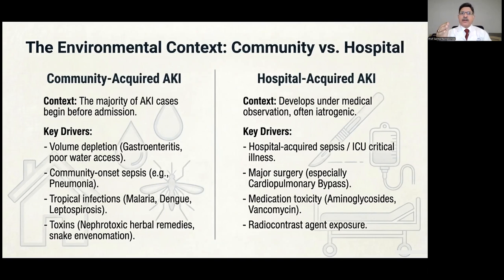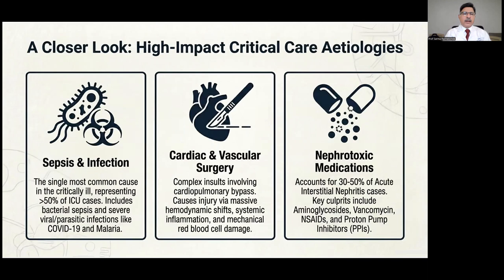Hospitalized: develops under medical observation, often iatrogenic. Why? Hospital-acquired sepsis, ICU critical illness, major surgery, especially cardiopulmonary bypass, medication toxicity, aminoglycosides, vancomycin, etc. These include kanamycin, netilmicin, streptomycin, all these mycins, aminoglycosides, and radio contrast agent given. After that, you get this one. This is the community acquired AKI, hospital acquired AKI.